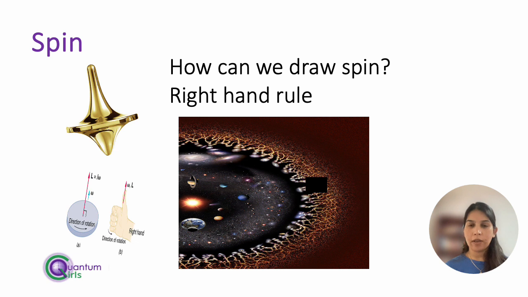So how can we draw spin? Physicists use a right hand rule. The thumb tells us whether the spin is up or down, and the curling fingers show the spin direction. So something is spinning in this direction, and the thumb pointing upward is telling us it's an up spin. Then you can ask students to create a spin down by using the same right hand rule.